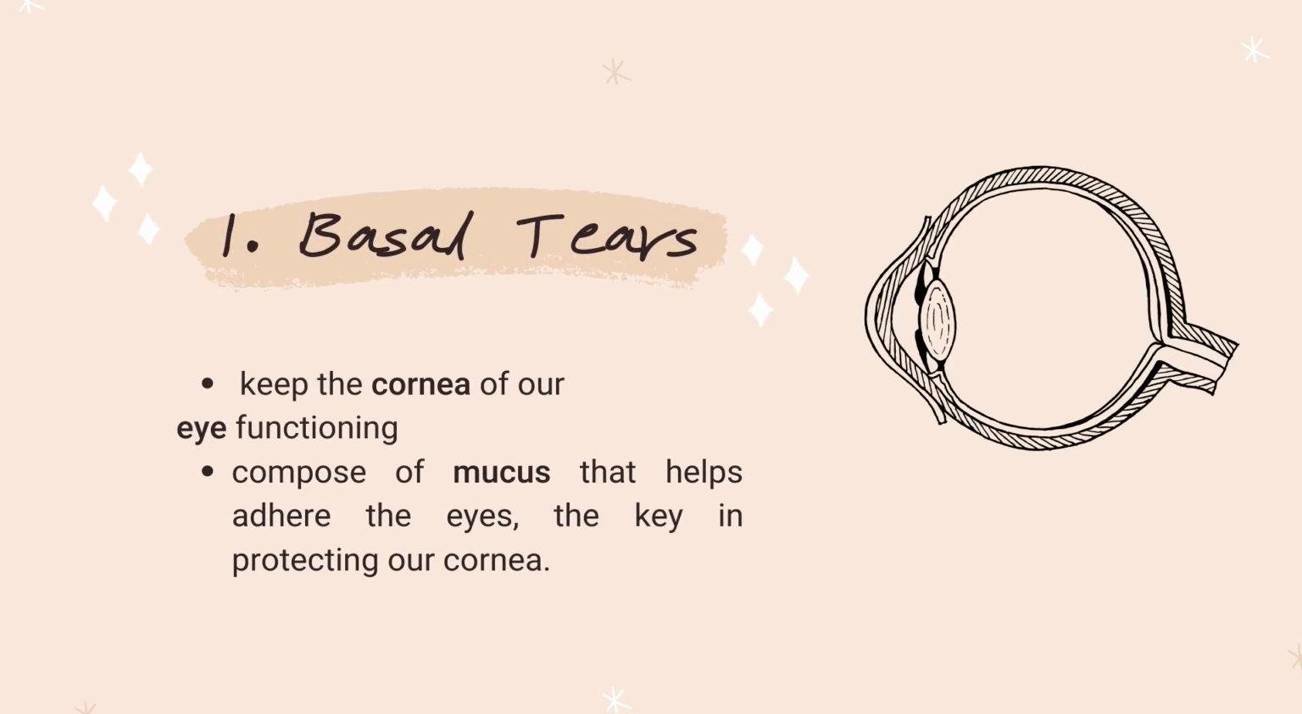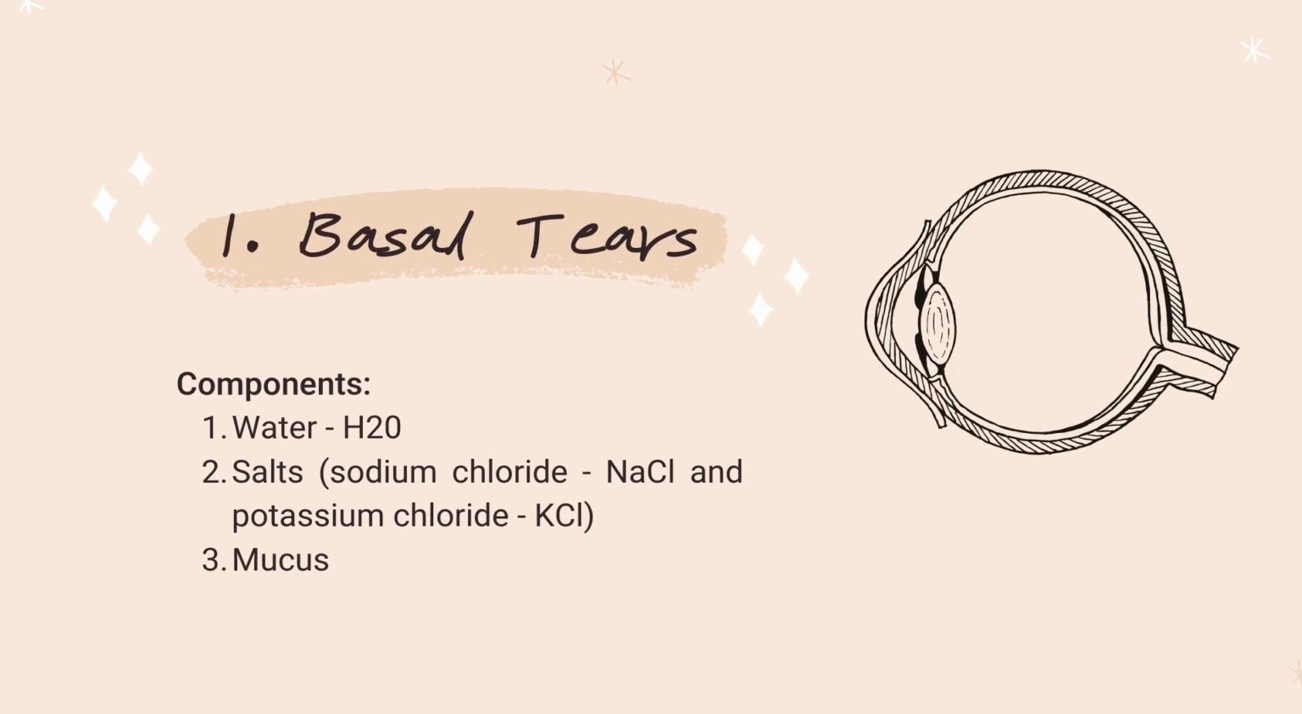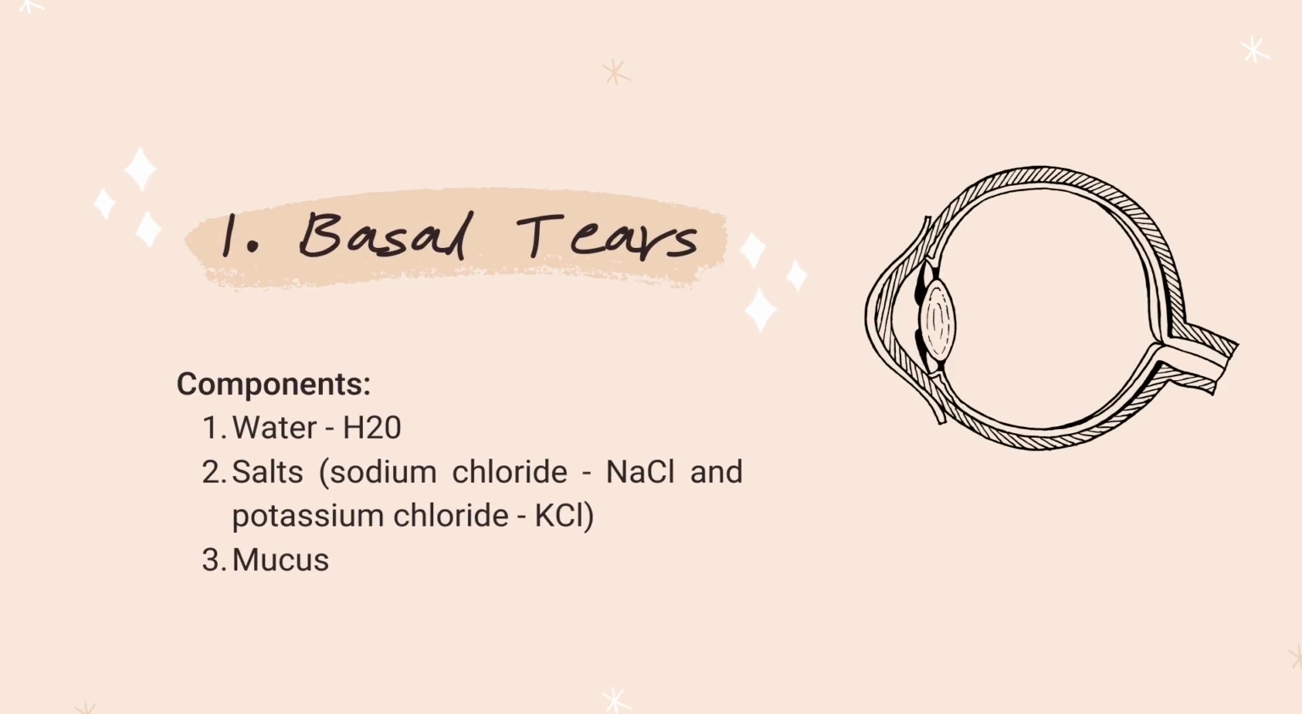For basal tears, our eyes use these every day to keep the cornea of our eye functioning. Primarily, they are composed of salts, sodium chloride and potassium chloride, water, and a bit of mucus, wherein mucus helps the tears adhere to the eyes, which is key in protecting our cornea. And our basal tears are composed of number 1, water, number 2, salts, number 3, mucus.